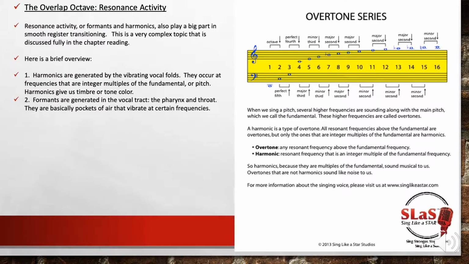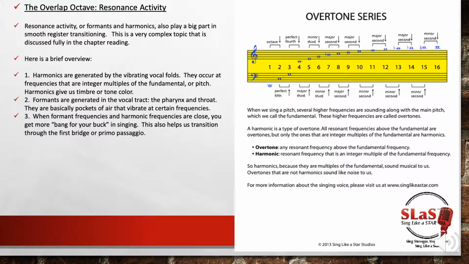Formants are generated in the vocal tract, the pharynx and throat. They are basically pockets of air that vibrate at certain frequencies. When formant frequencies and harmonic frequencies are close, you get more bang for your buck in singing. This also helps us transition through the first bridge or primo passaggio.